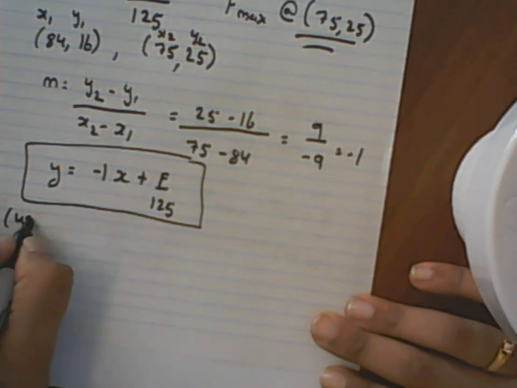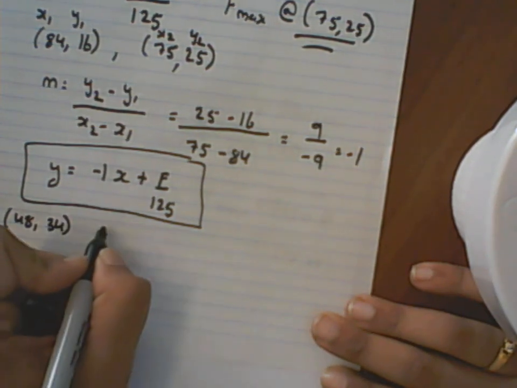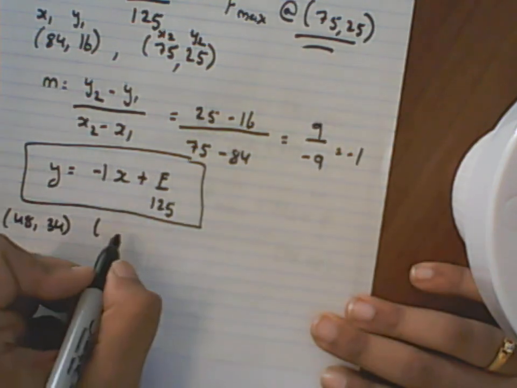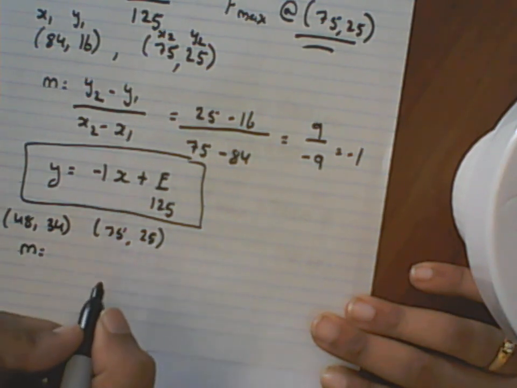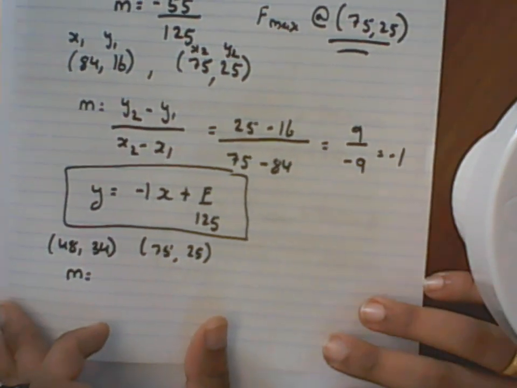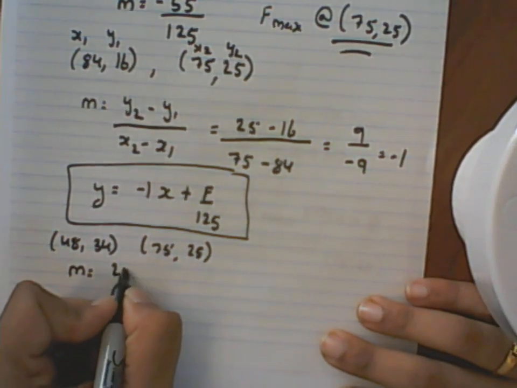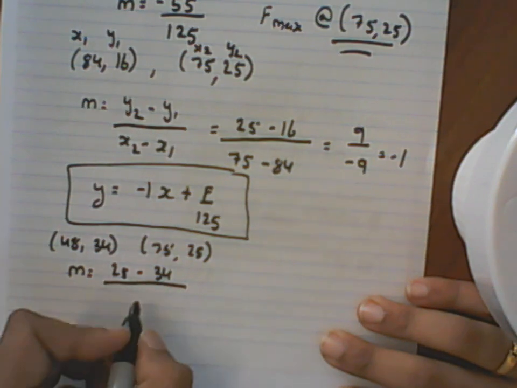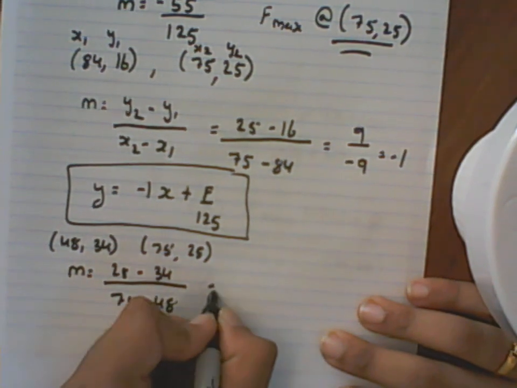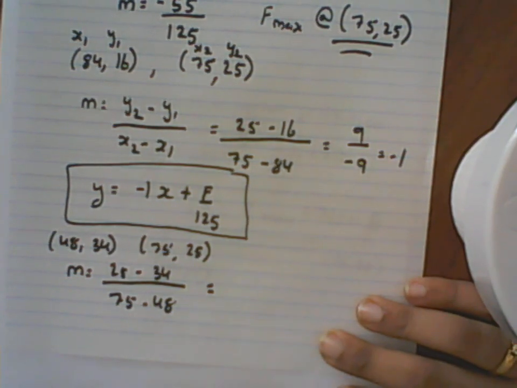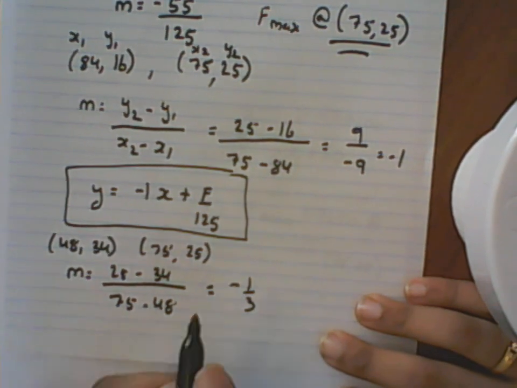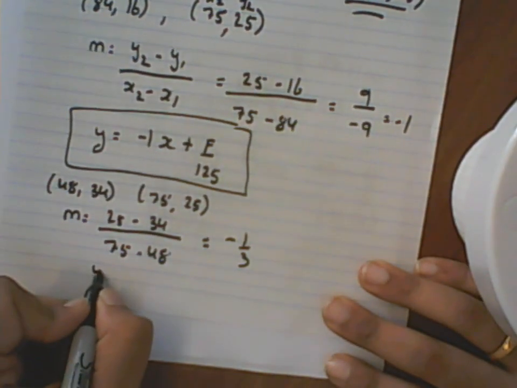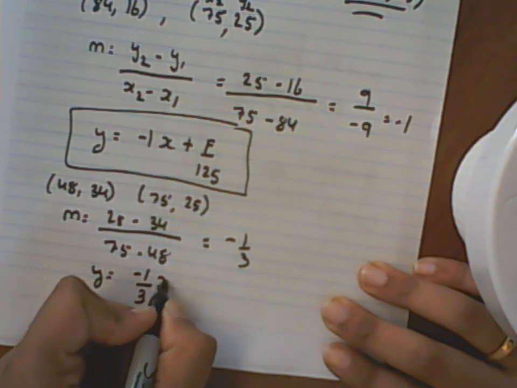So let's try that. So 48 and 34, I'll have to reference it back to the old equation, which is 75, 25. Let's use the same logic. So m is equal to, this time I'm not writing my x1, y1, I'm doing it directly. So if you want, you can pause the video and try it out yourself. So I'll do 25 minus 34 divided by 75 minus 48. If I simplify this, let me quickly do this on my calculator, I'll be getting negative 1 by 3. So this is going to be my next slope. So in this case, my new formula is going to be y is equal to negative 1 by 3x plus f over 125.